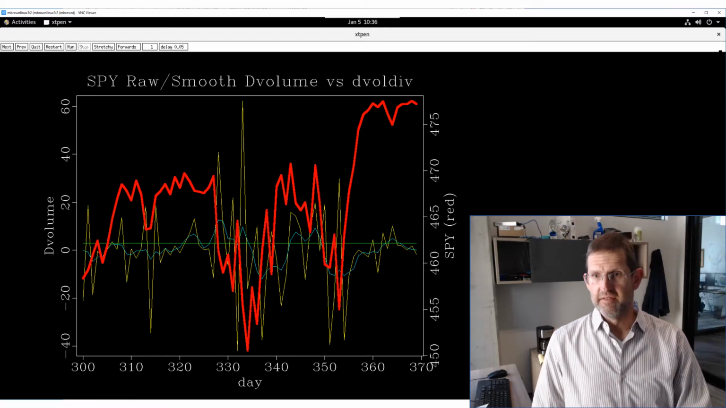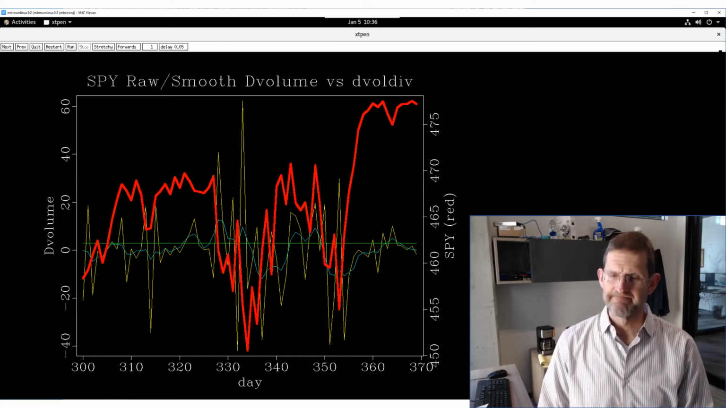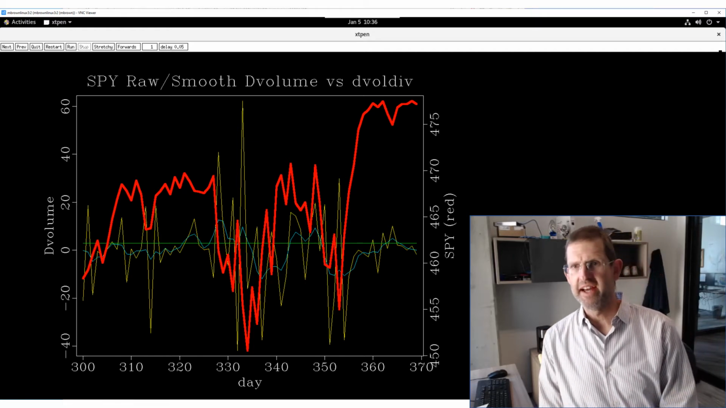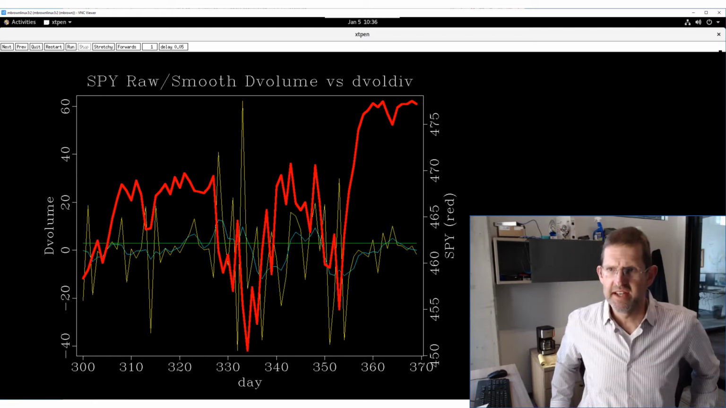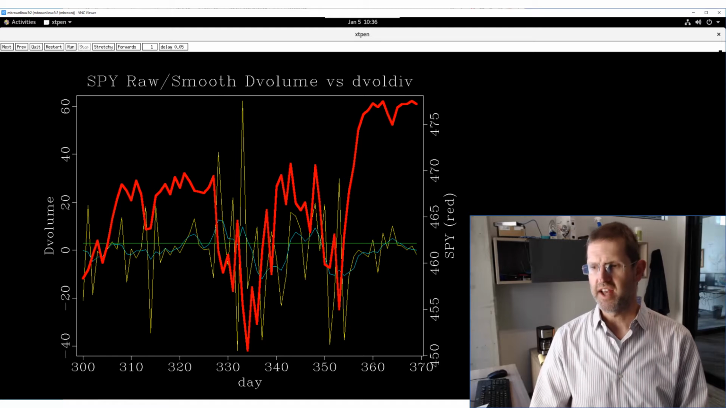So here's a plot of D-volume versus SPY over the last 70 days. I plot the raw D-volume in yellow and a smooth version of that in blue. The green line is a cutoff that distinguishes between falling D-volume, which is bullish, and rising D-volume, which is bearish. I've also plotted the SPY stock price in red. So how do I determine that cutoff? I have an optimization process, but in this case, the cutoff is very close to 0, which kind of makes sense.